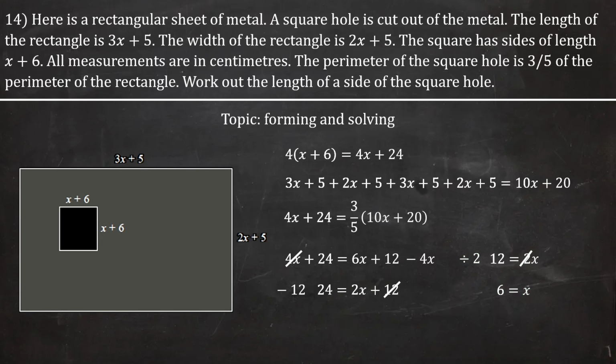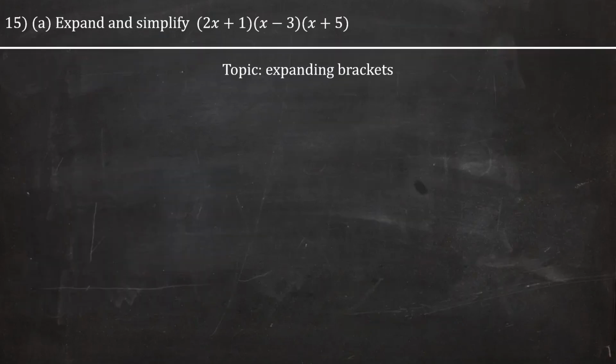That is not what the question is asking though. The question is asking for the length of the side of the square hole. So we're going to substitute to find the length. So x + 6 is the length, so that is going to become (6 + 6), which is 12.